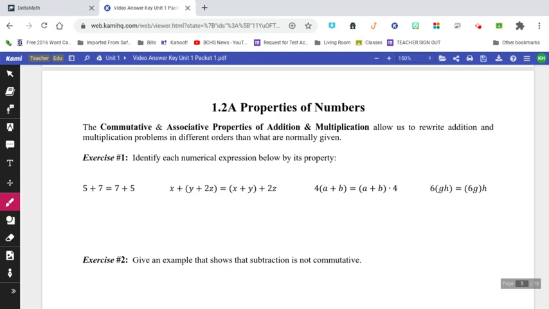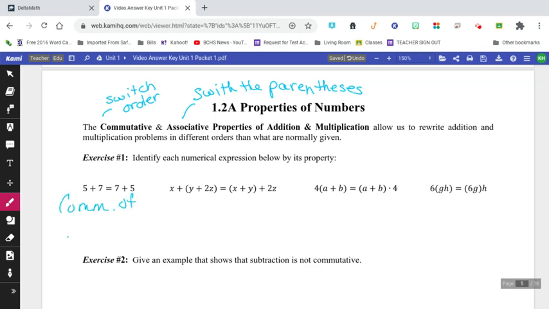So, if you remember, the commutative property of addition or multiplication is where you switch the order. And the associative property of addition or multiplication is where you switch the groupings, or the parentheses. Okay, so looking at our first example, 5 plus 7 equals 7 plus 5. Well, what changed? The only thing that changed was the order. So this would be the commutative property of addition.